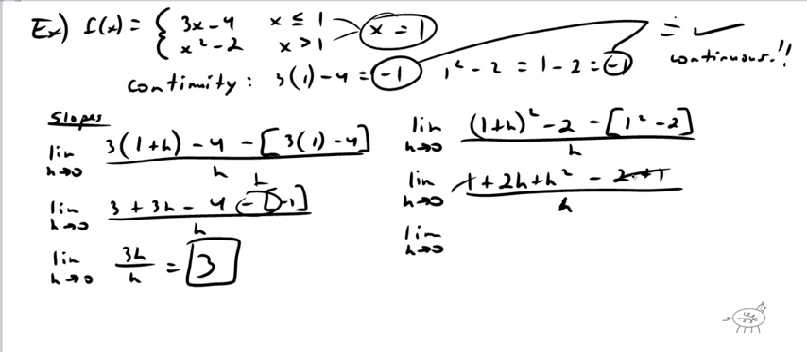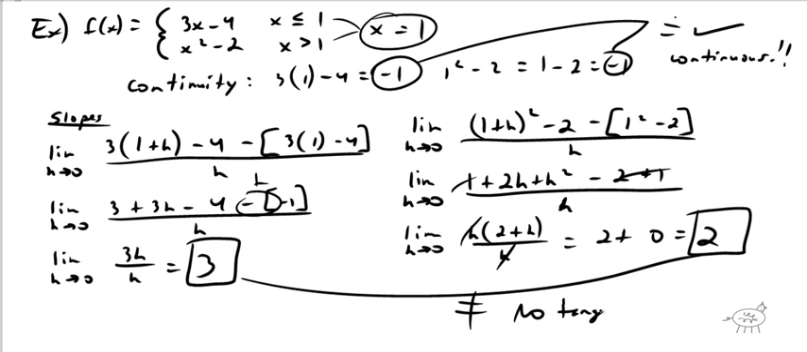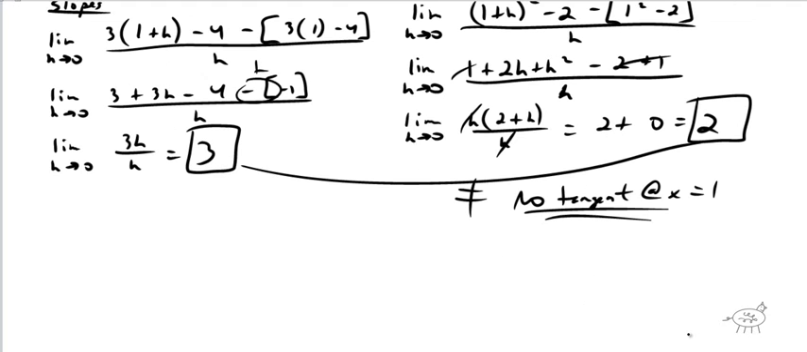Remember how we did this the other day? Those constants better cancel out, so then I can factor out an h here, and I get h times 2 plus h over h. They cancel. I can plug a 0 in here. 2 plus 0 equals 2. Okay, so that's this slope. These slopes are not equal, so there is no tangent at x equals 1. No tangent at x equals 1. Okay, pretty mellow, right? Okay, let's do another one here.